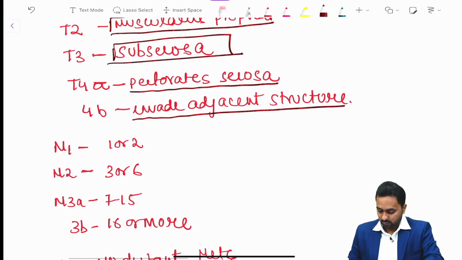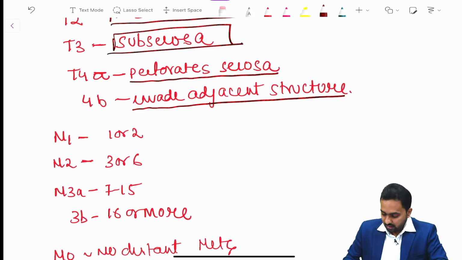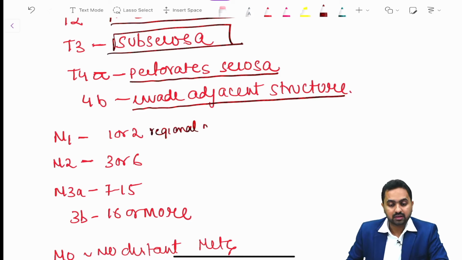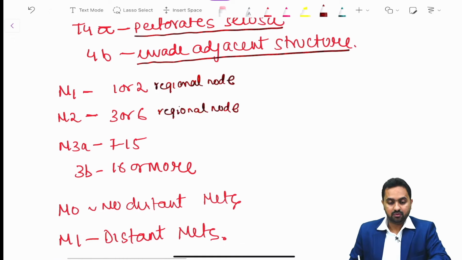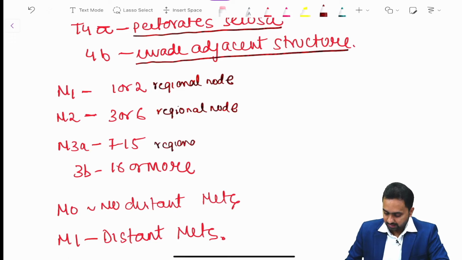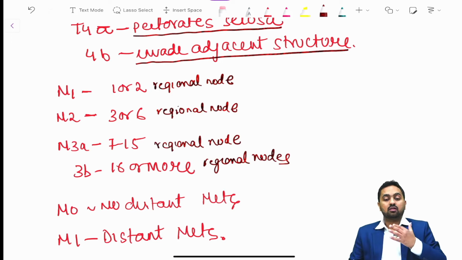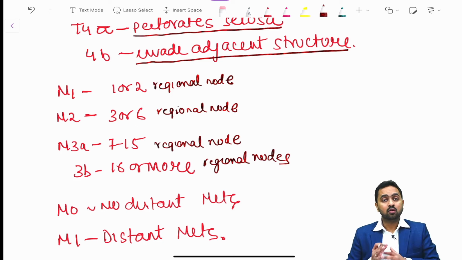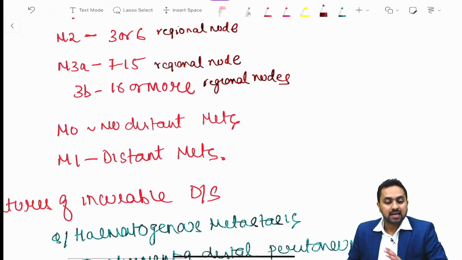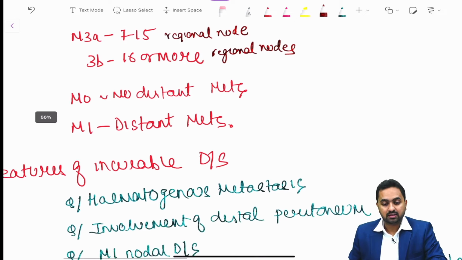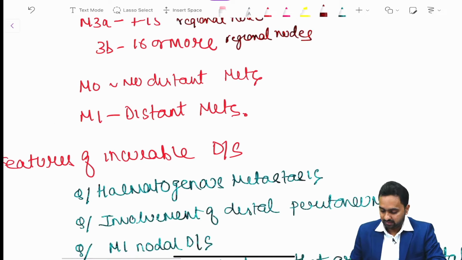Then you have the N nodal staging. N0 is no nodes involved. One or 2 regional nodes involved is N1. Then you have N2, which is 3 to 6 regional nodes involved. If you have 7 to 15 regional nodes, that would be N3a, and N3b would be 16 or more regional nodes. This lymph node involvement, and which lymph node is involved, has been discussed in the surgical anatomy part of this stomach section, right? And M is the distant metastasis: M0 is no distant metastasis, and M1 is distant metastasis.